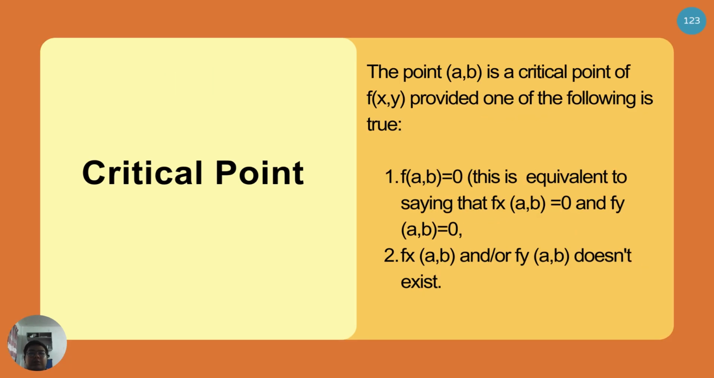Critical point. The point (a,b) is a critical point of f(x,y) provided one of the following. First, the gradient of f at (a,b) equals 0, which is equivalent to saying that fx equals 0 and fy equals 0. Second, fx(a,b) or fy(a,b) doesn't exist.